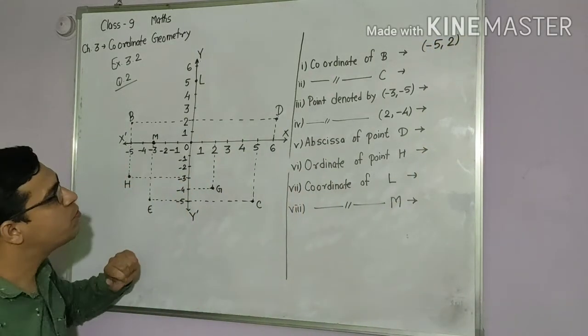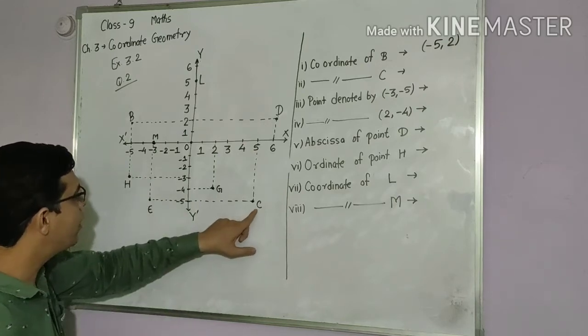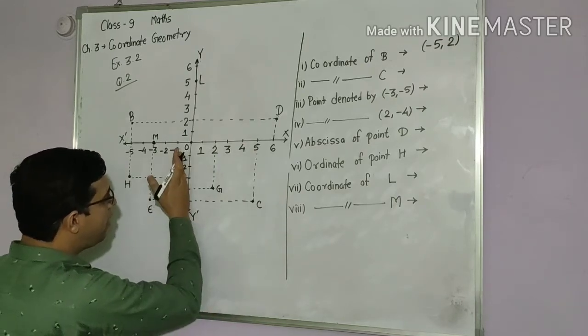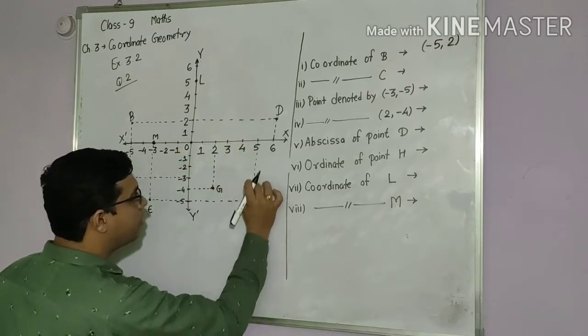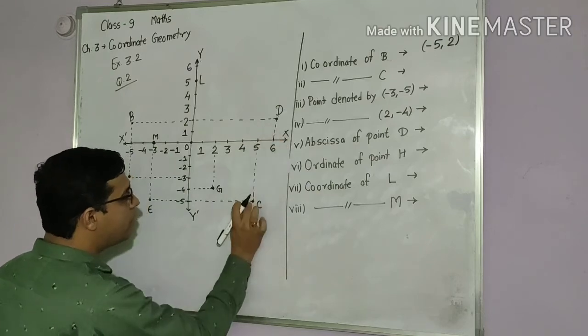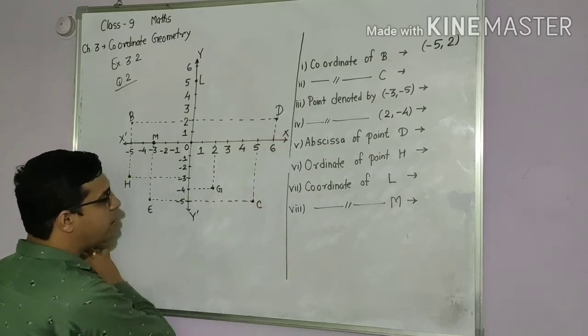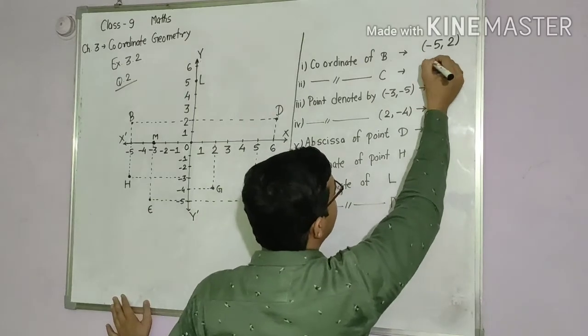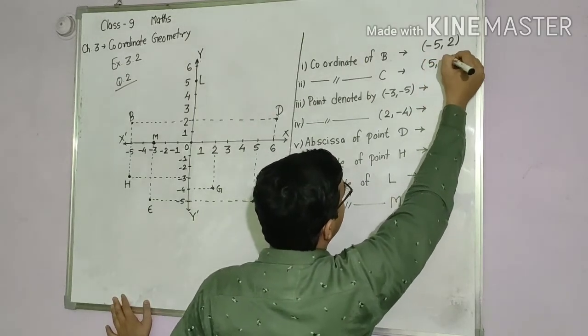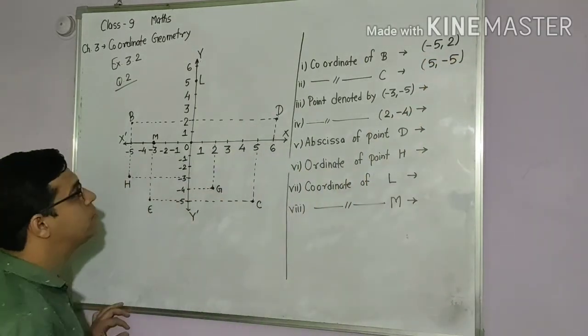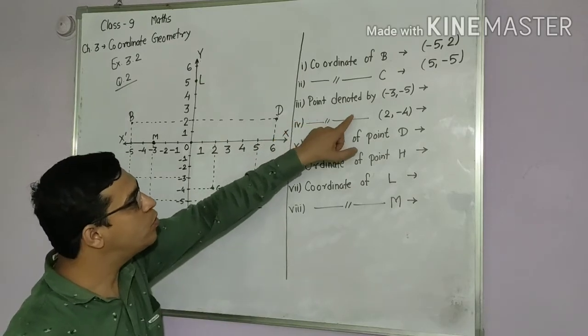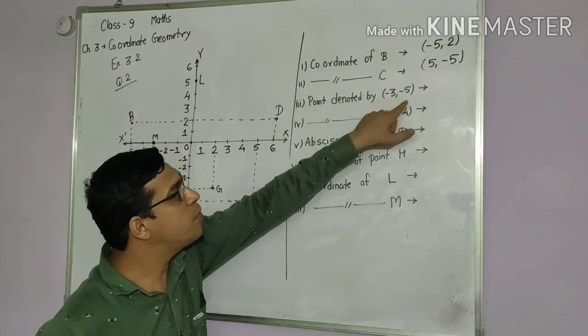Next, coordinate of point C. So this is our point C. Its x coordinate is 5 and y coordinate is -5. So its answer will be (5, -5).